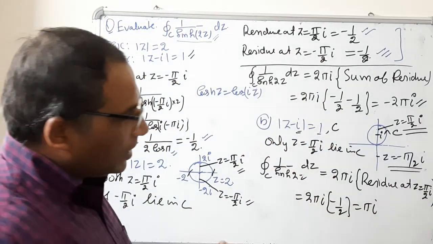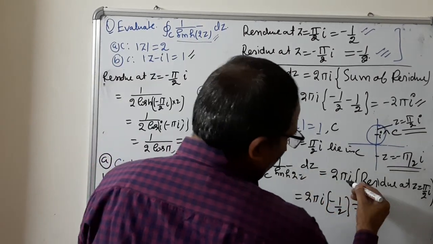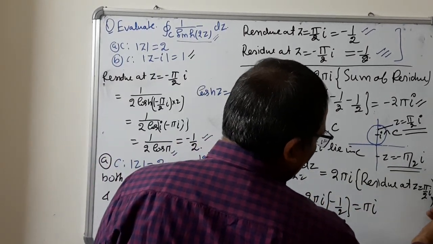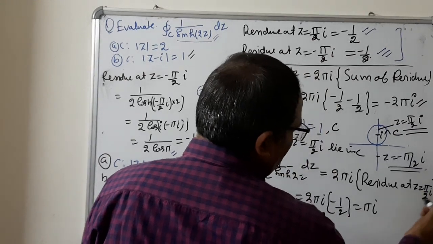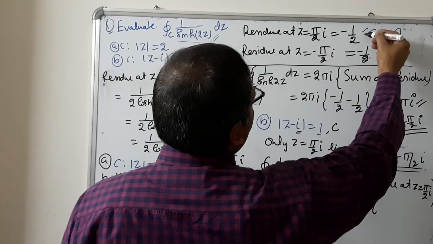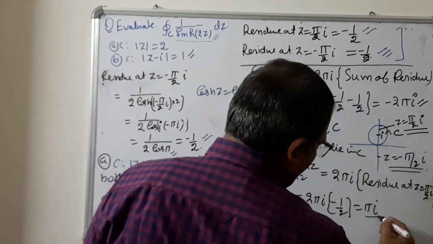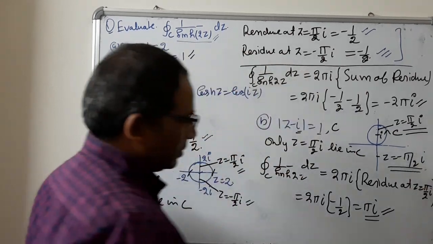So again, using the residue theorem, the value of this integration is 2 pi i into the residue at z equal to pi i by 2, because there is only one singularity in this given circle, and its value is minus 1 by 2. So 2 pi i into minus 1 by 2 is equal to minus pi i. So this is the answer.